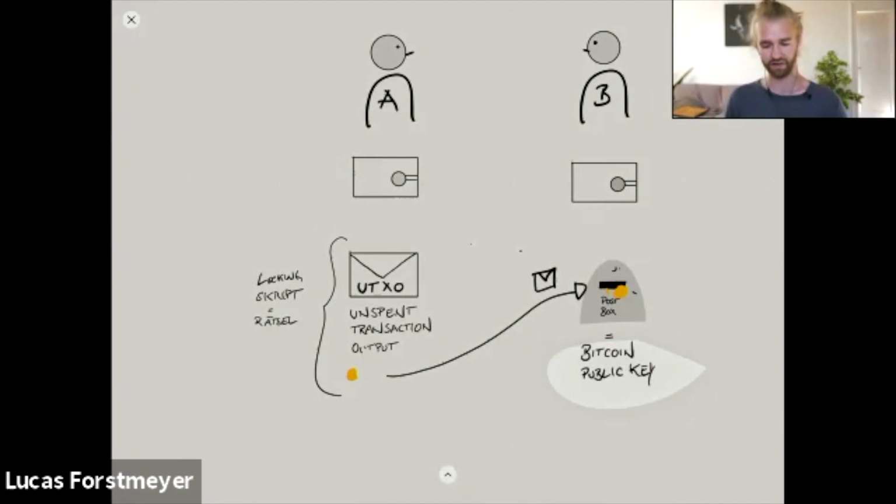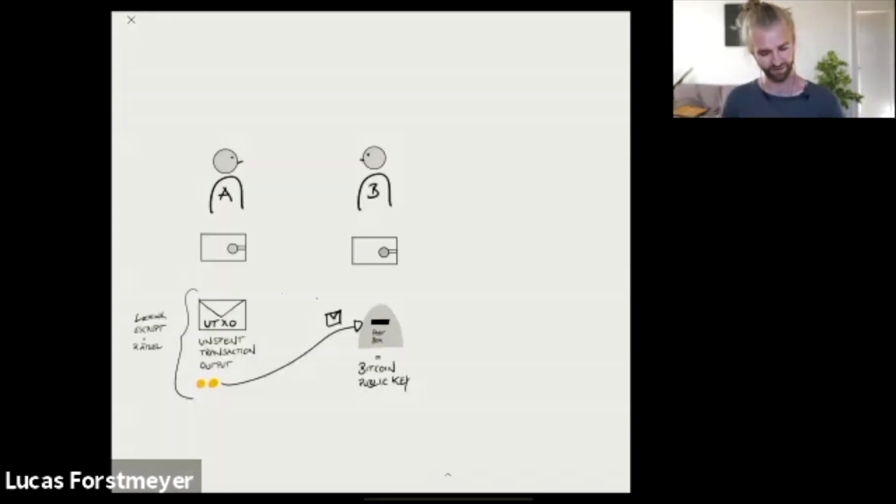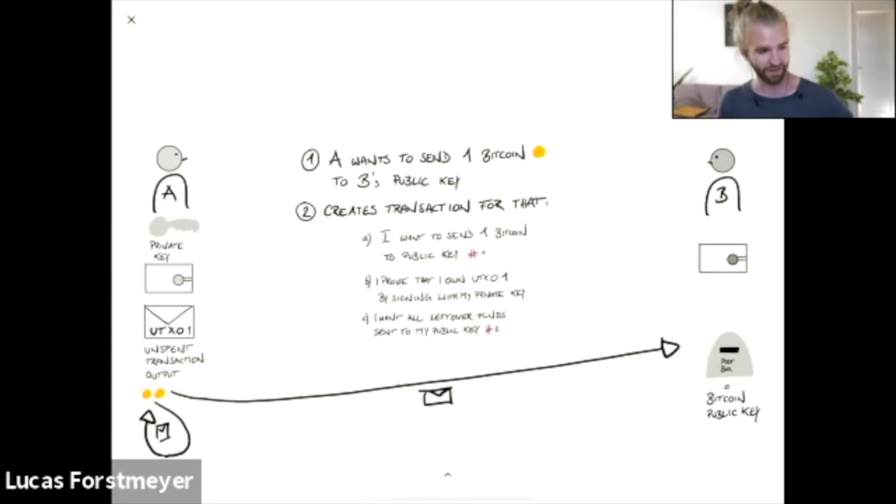So your private key is kind of like a postbox. My public key is like a postbox. Public key, sorry. I said private key. So in a nutshell, that's kind of how it works.